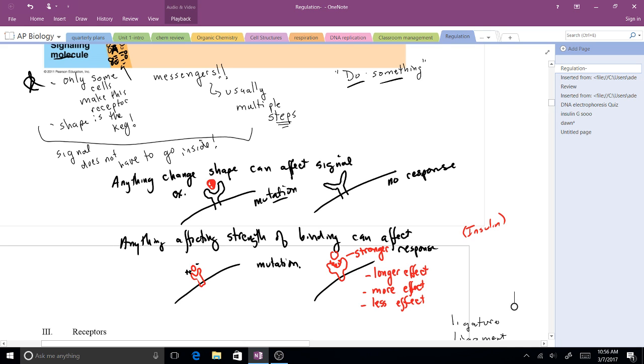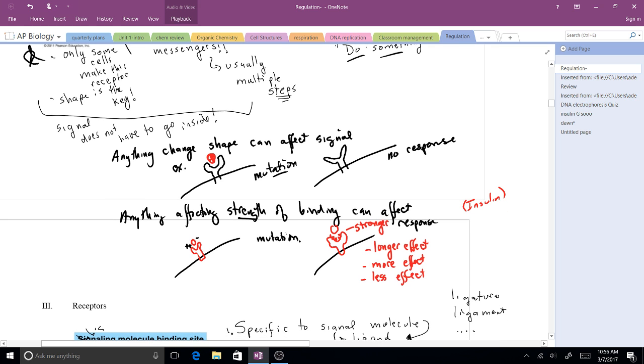Anything affecting the strength of binding can affect the response. Now we need to dig a little bit deeper here, because how does this work? Well, again, it's a mutation, but this one's a little subtle. If there's a mutation, it may not affect the shape per se, but maybe it affects the binding of the signaling molecule to the receptor. So maybe we've got some more of these charges, the positive and negative charges, and so it binds stronger. And if that's the case, you might have a longer effect, you might have more of an effect, you might have less of an effect.